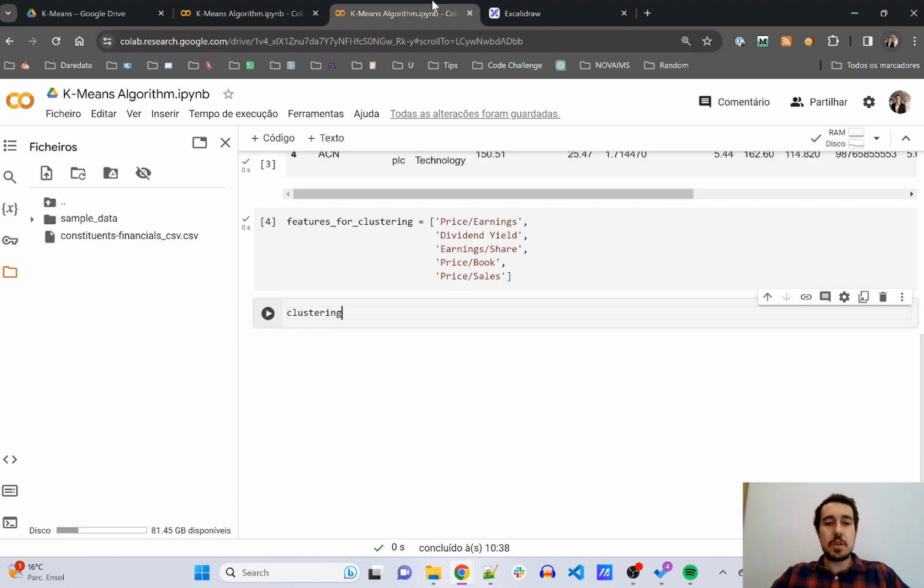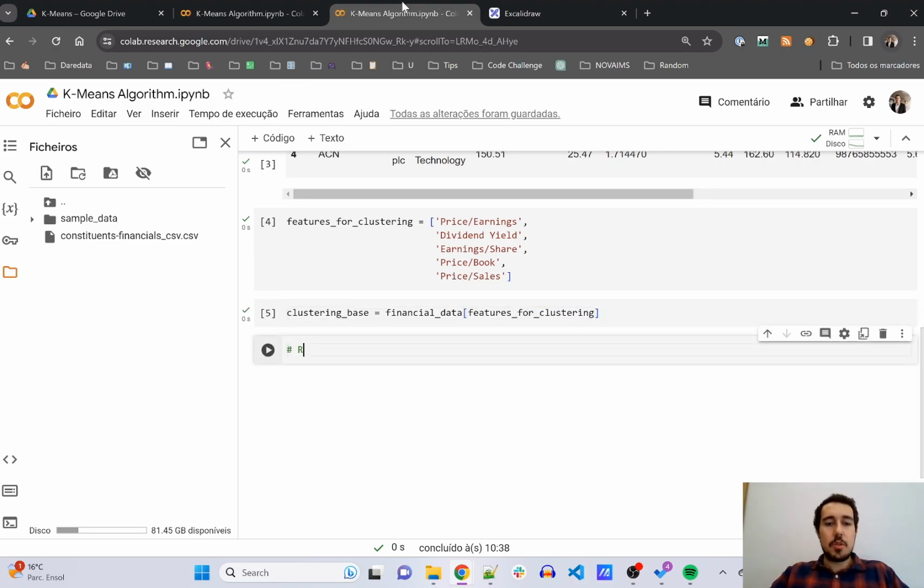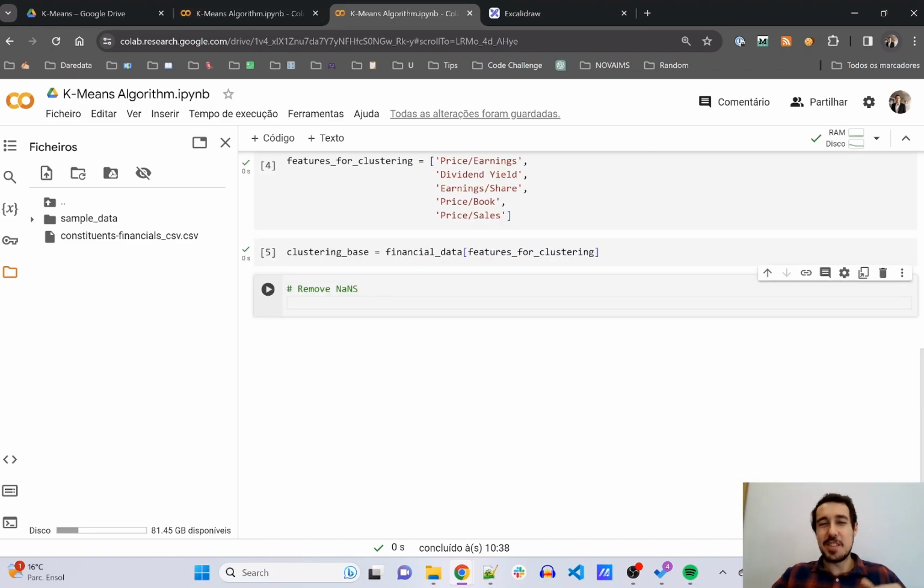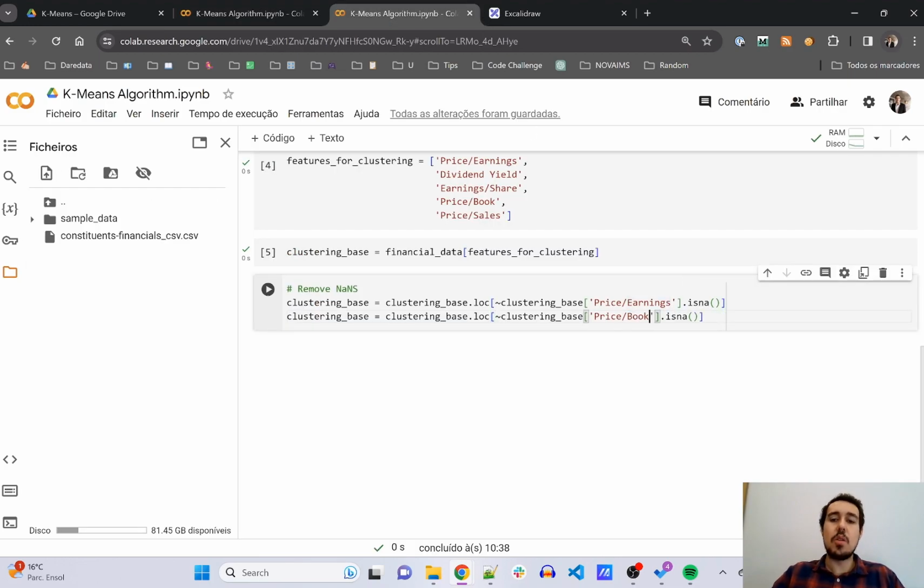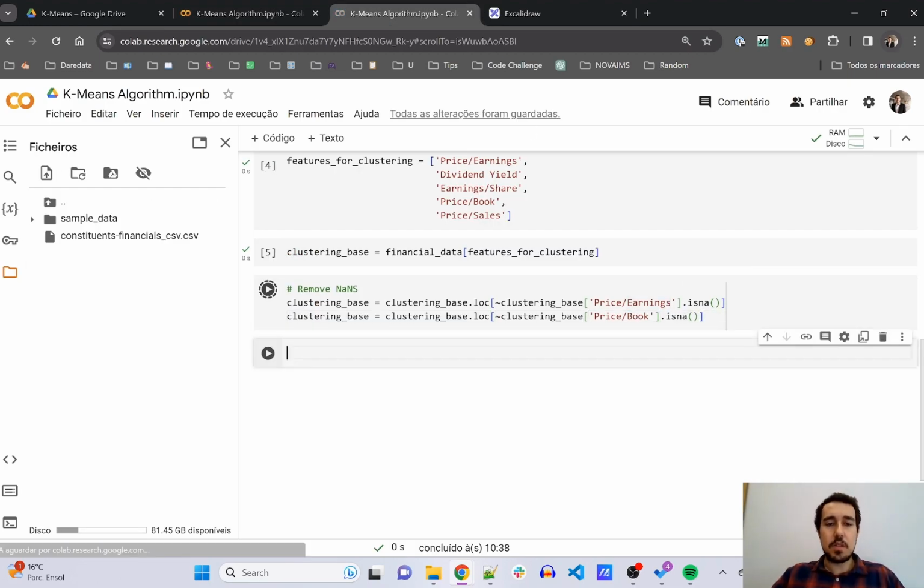Then I'm going to do clustering base, which would be equal to financial data features for clustering. Okay, cool. Here I'm going to remove the NaNs because we need to remove some nulls. There aren't that many, and honestly we don't want to go too deep into them. So clustering base is equal to clustering base dot loc, and just remove everything where price to earnings dot isna, just removing the NaNs from the rows that have this column with null. And also I think the price to book also has some NAs, so let's run this one.